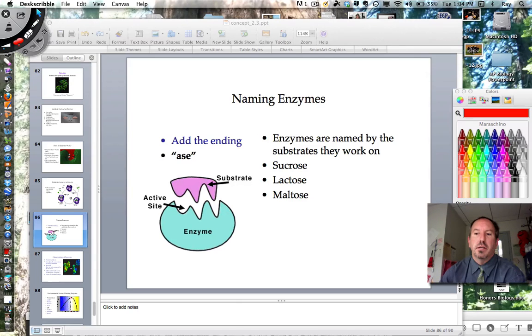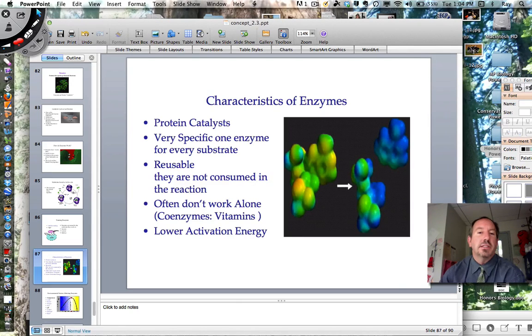Let's see if we go to the next one. Now the last thing that I want to say is some characteristics about enzymes. They're proteins, they're very specific. I mentioned that they're reusable because they don't actually get consumed in the chemical reaction. They just provide a space. And oftentimes, they don't work alone. They have little non-protein helpers, like for example vitamins called coenzymes that help them work efficiently.